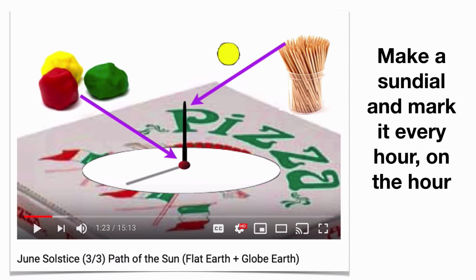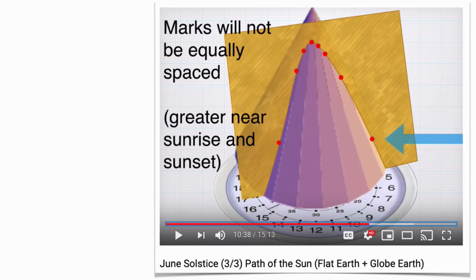Now, I don't really recommend this because a pizza box, unless you really secure it down to a surface, like tape it down to a table that's not going to move, like a picnic table. But the idea is that the sun's going to be in the sky and you're going to be marking shadows all day.